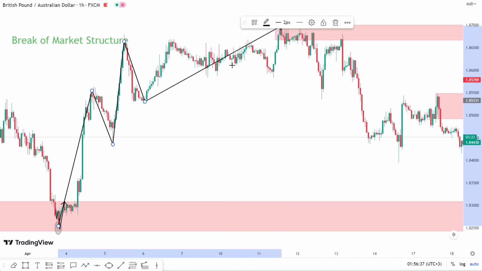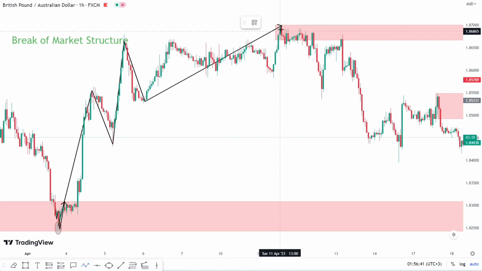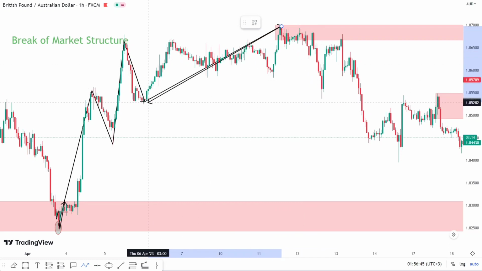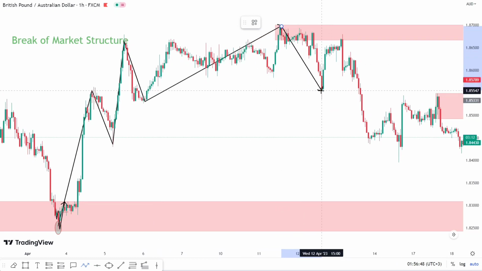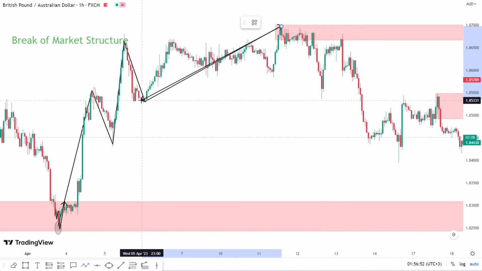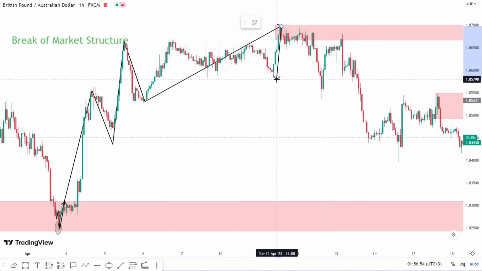So I want you to look carefully. These are higher highs and higher lows. But then we have a break of market structure because this one didn't close below. So far here, this is still okay. But it eventually came and traded down below this low because we want higher highs and higher lows.